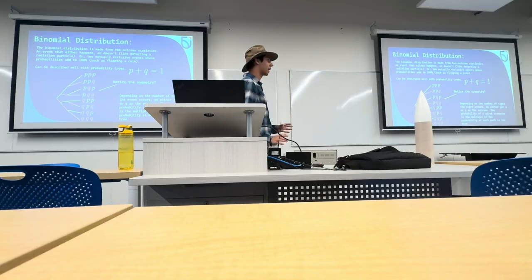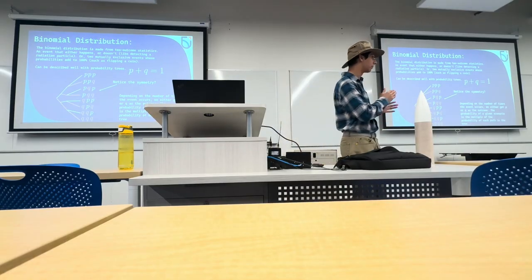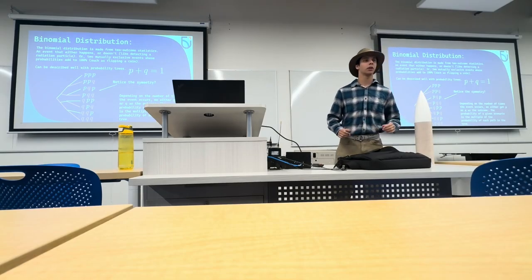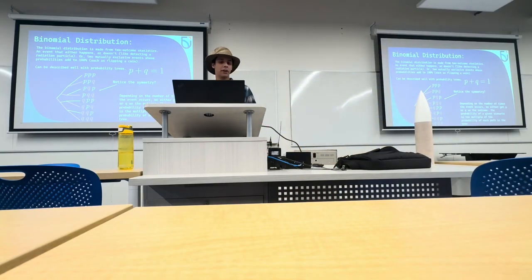So depending on the path you take, you will get a different probability of that outcome occurring. Let's say P is 0.1. Evidently, you're more likely to get a QQQ event than a PPP event, just because 0.1 times 0.1 times 0.1 is a lot smaller than 0.9, 0.9, 0.9.